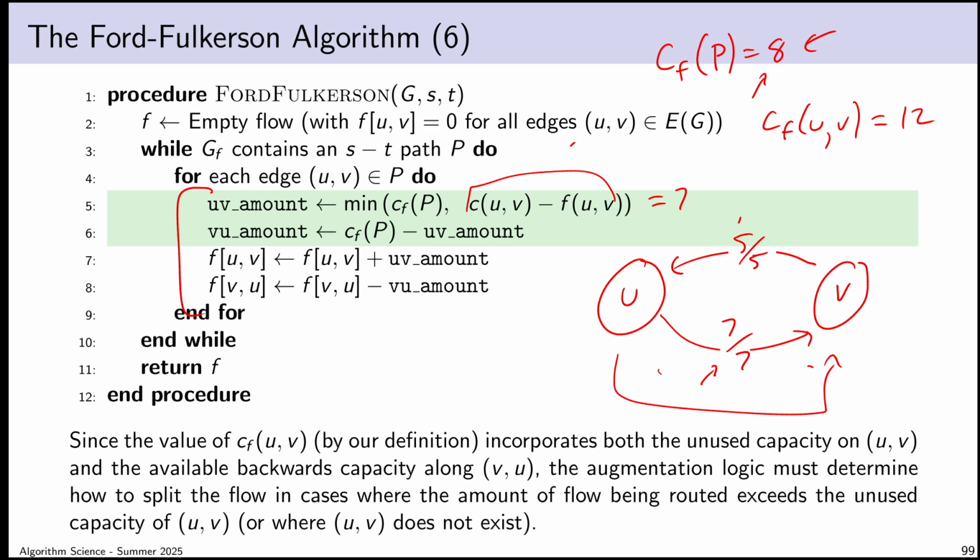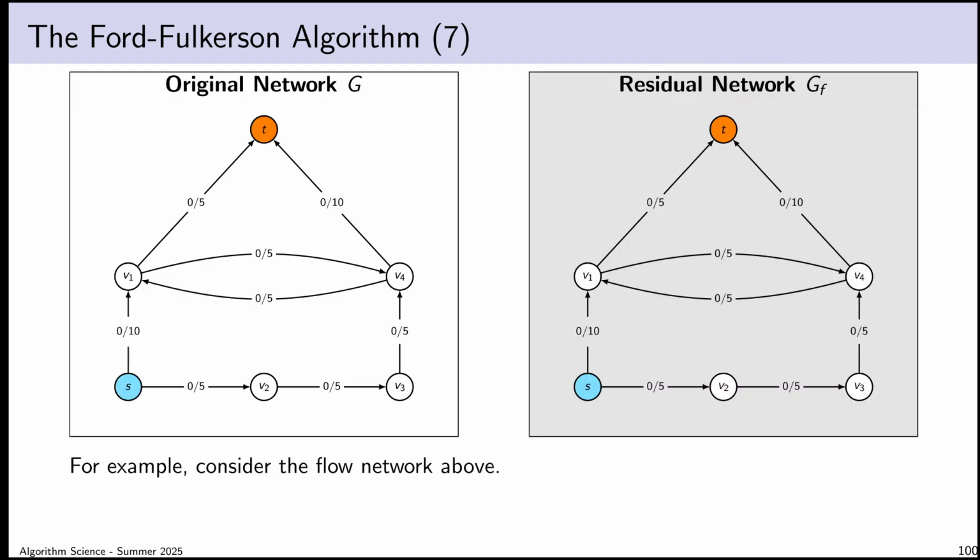So the number I want to push in the reverse direction is just going to be CF of P, which in this case is 8, minus the amount I pushed in the forwards direction, which is 7, which equals 1. So I then push 1 unit backwards, and this ends up being 4 out of 5. That's why this looks sort of dense and confusing. I have an example that demonstrates that with much better handwriting on the next slide.